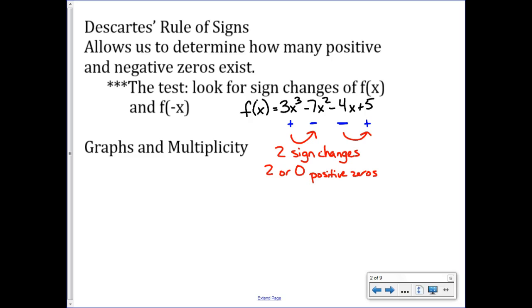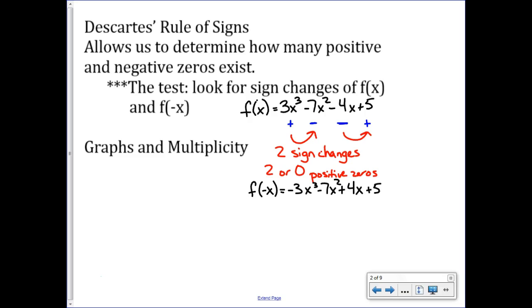The other thing we look at is f of the opposite of x of that same function. So if I have f of the opposite of x, then I'm going to put a negative x in for all of these. So negative x to the third is going to make that negative out front. And then if I put a negative x in for x squared, that negative times negative is going to be a positive. So that's going to stay a minus x squared. Then if I put a negative in for x on 4x, that makes that a positive 4x, and that makes that a positive 5.